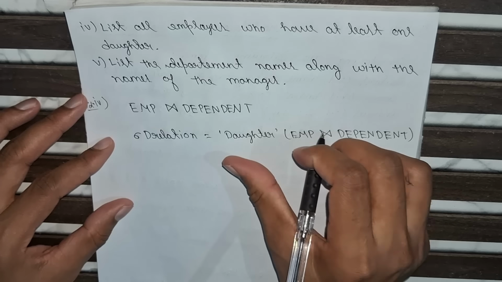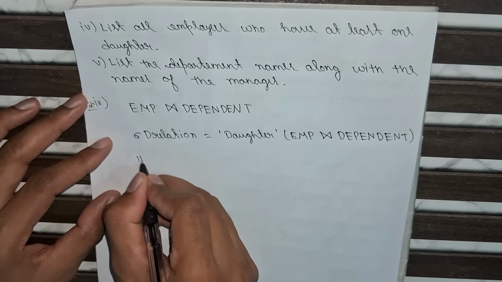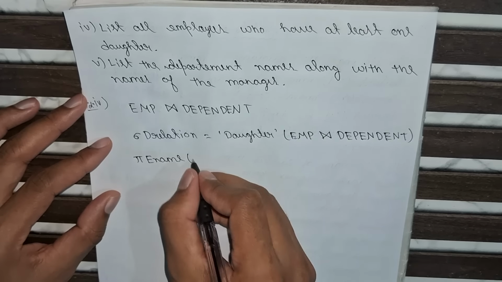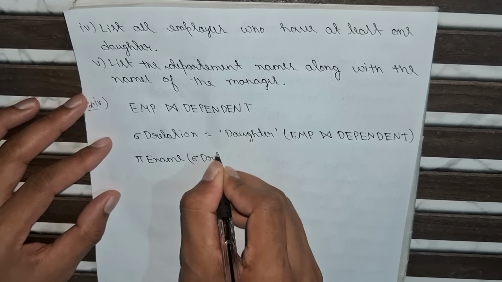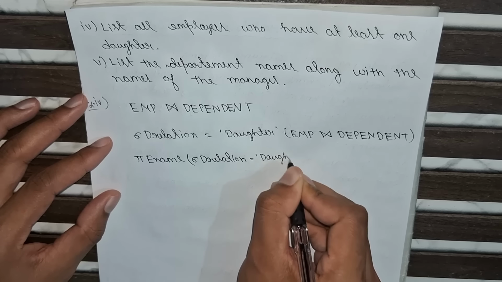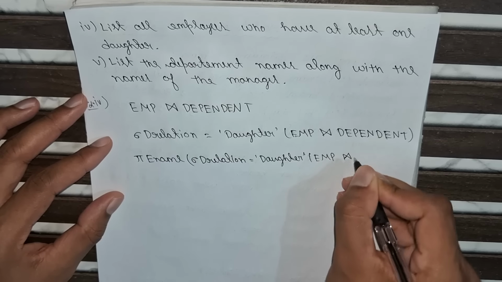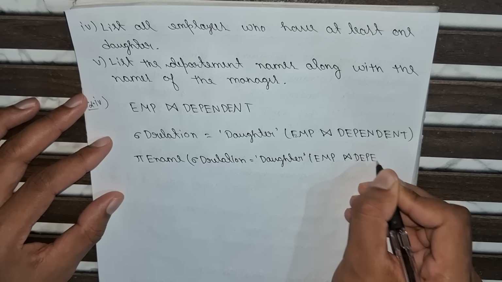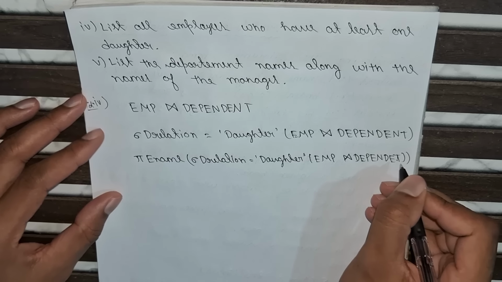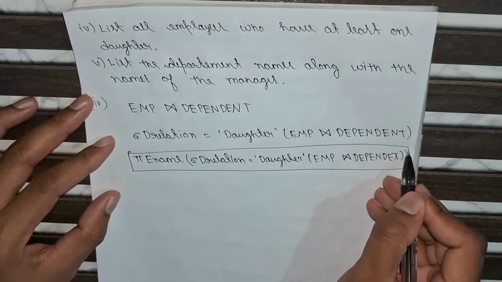Now finally project only employee's name. Now we will list the employee's name. So how we will do? We already know, project employee name. Then again write the whole this part. D relation, which is nothing but equals to daughter. Then employee join dependent. So this is our final answer for the fourth question. Like this you have to write.